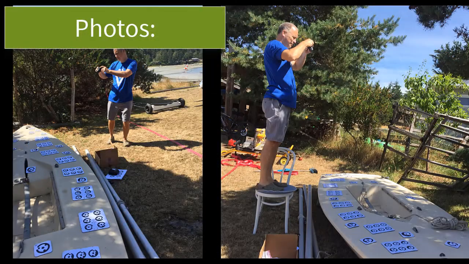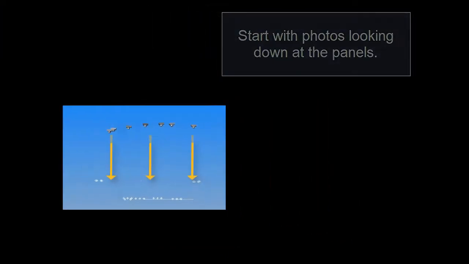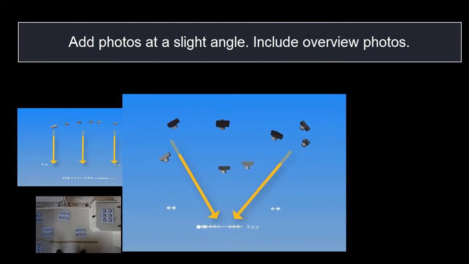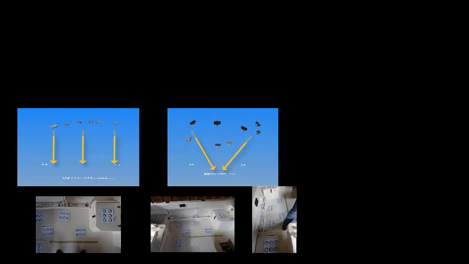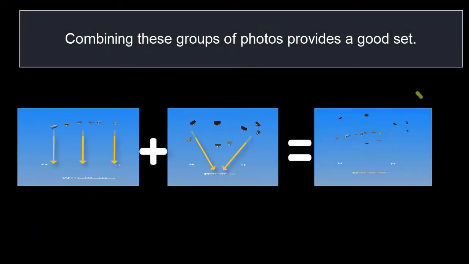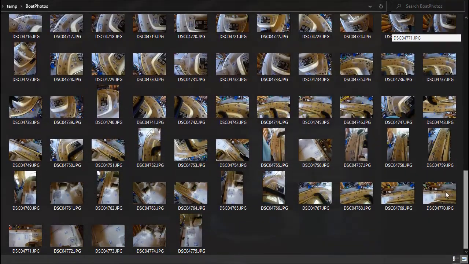Second, how to take photos. Take one group of photos looking down at the panels. Then another group of photos with a slight angle that circles around the panels. And include some overview shots that cover as much of the area as possible. Combining these groups of photos provides a good set to work with. Take lots of photos. You're better off with more photos than not enough.